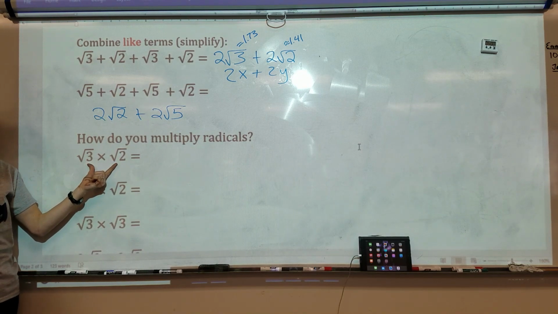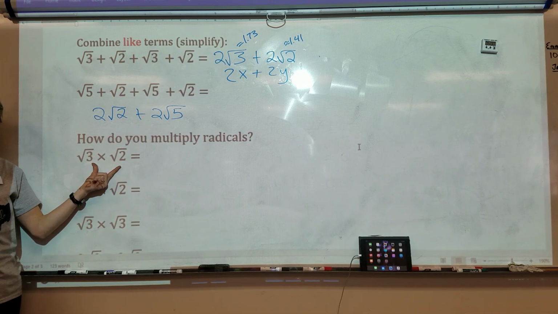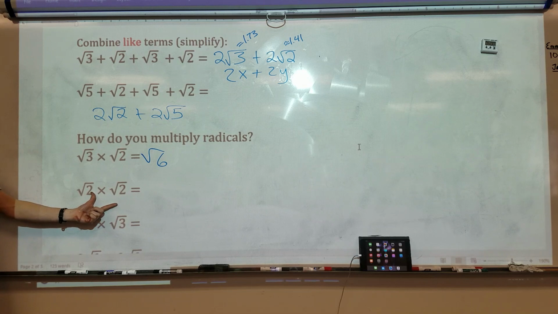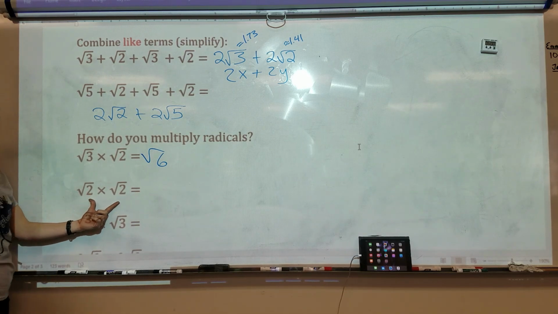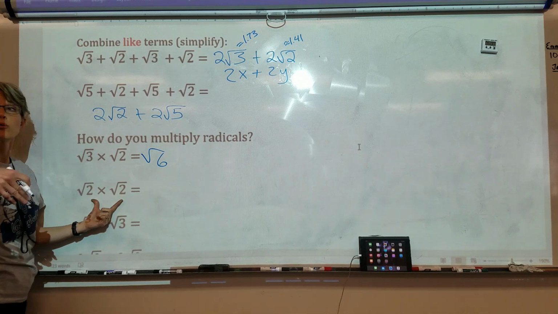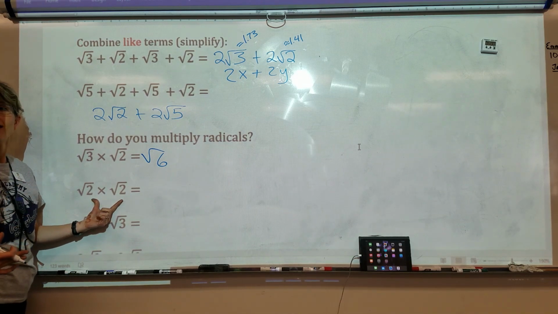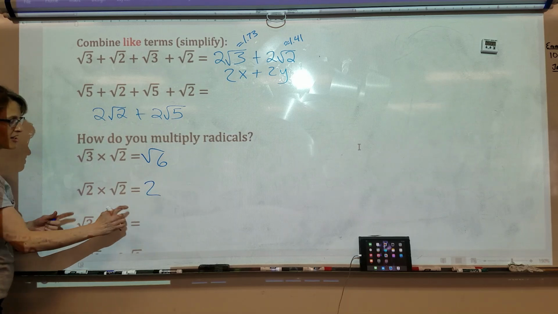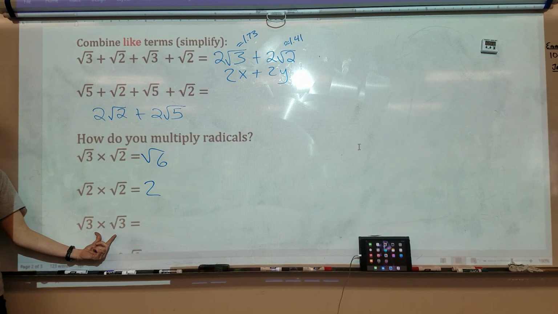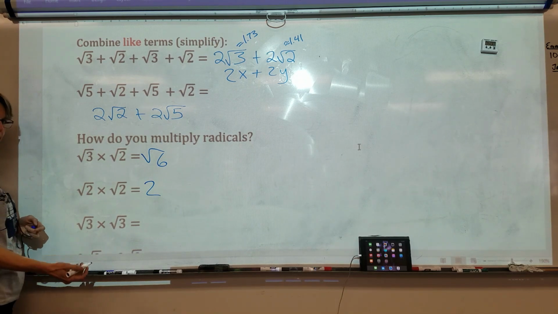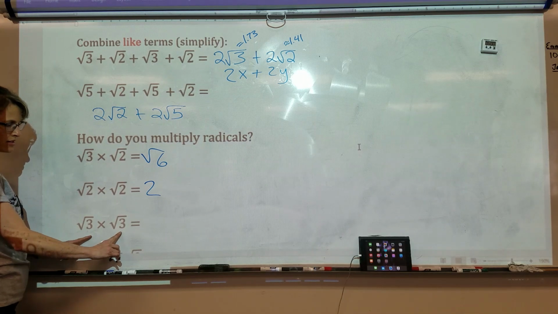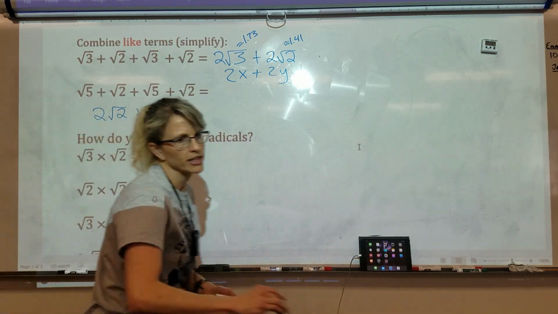Lauren. √6. √2 times √2. Addison. We'll keep going with it. 2. Very good. So it's like they undo each other, right? You're squaring it and the square root undoes each other. √3 times √3. Connor. It would be 3. 3. Very good. Okay, I got a few more for you.